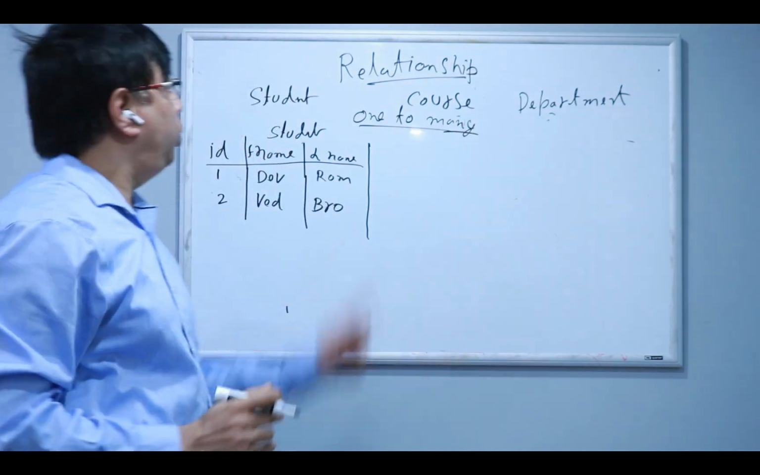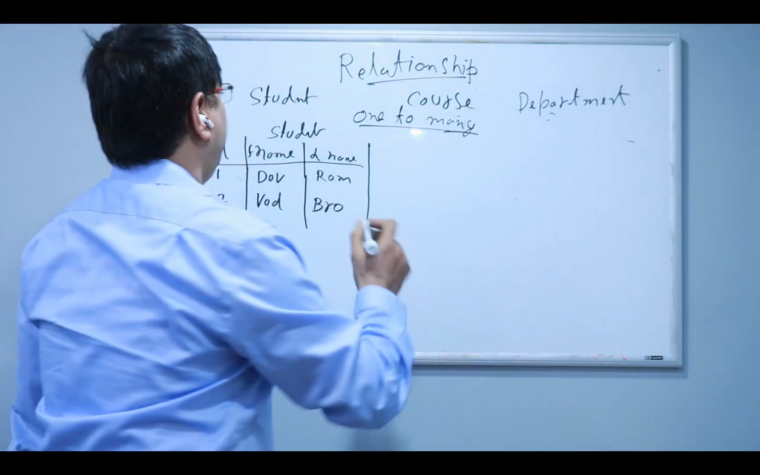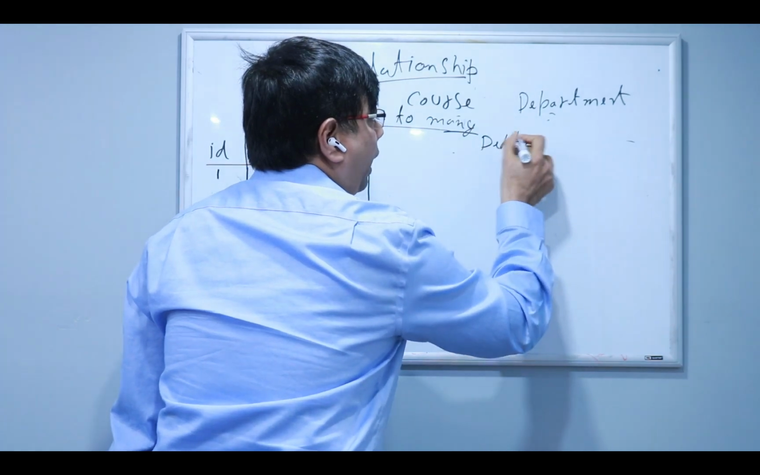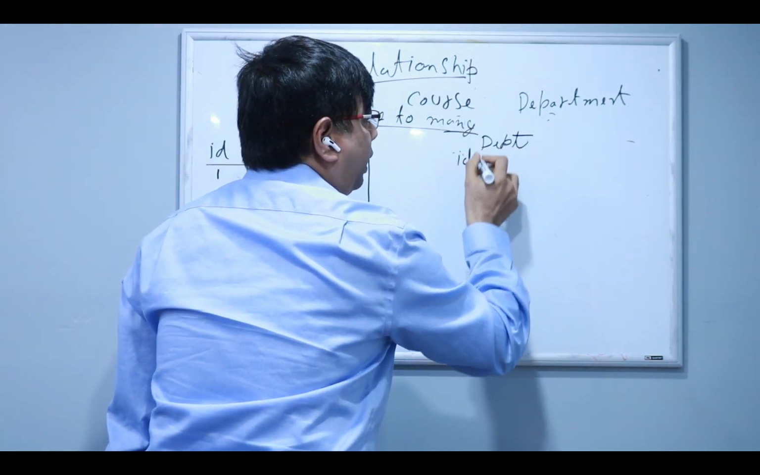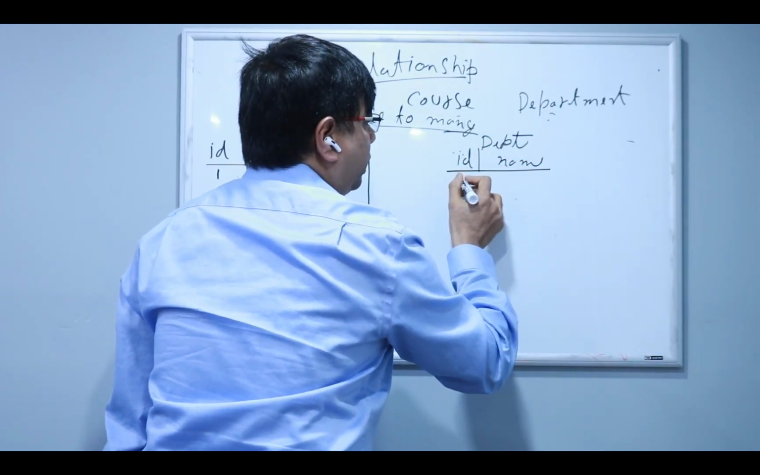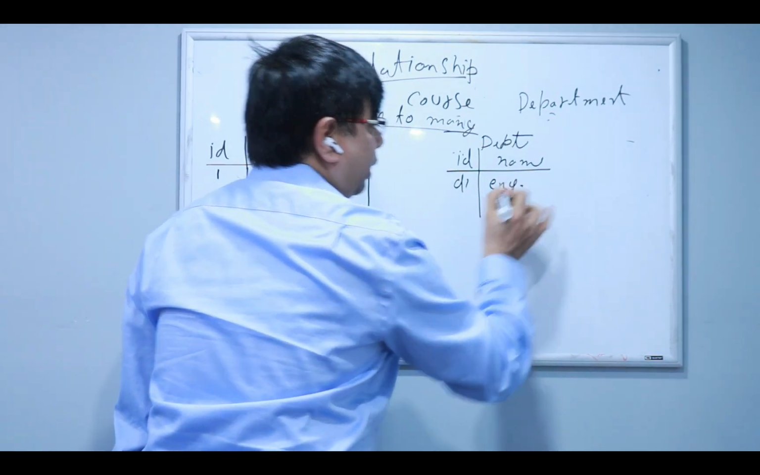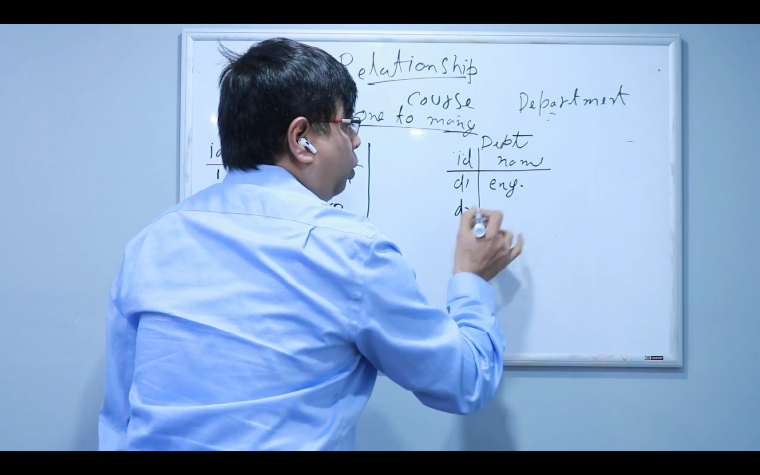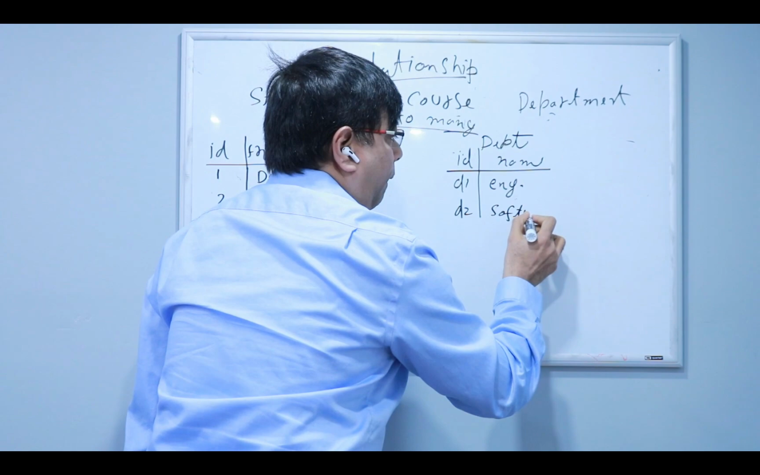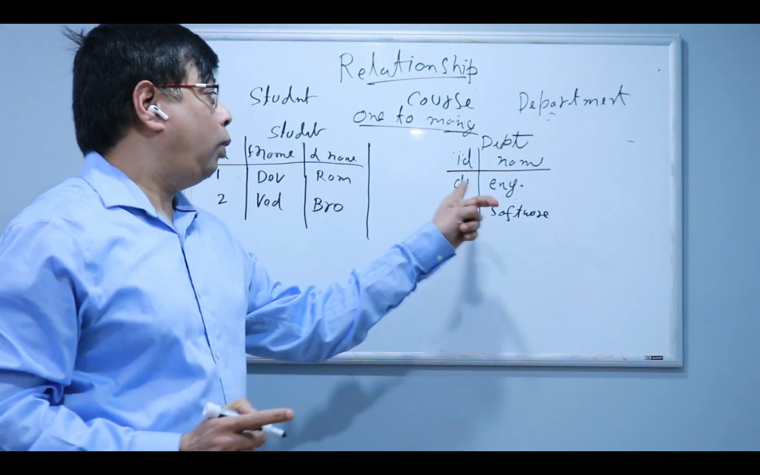So here what we will do, we will see the relationship, how we model one-to-many. So we'll be having here department. So let's say I have ID, name. So my department is D1 and it's engineering. Now my department is D2 and it is, let's say, software. Perfect. So I have two departments, D1 and D2.